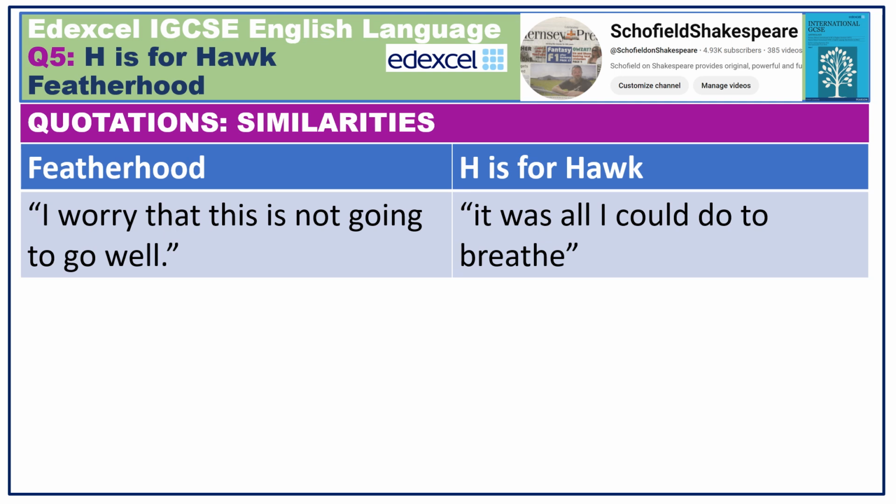Both texts feature writers being worried by developments following the arrival of these birds. In Featherhood, the writer is worried at the idea of being left alone with the magpie. Similarly, in H is for Hawk, Helen is worried by the difference between the two hawks. The second one is just so different, vacant and annoying.